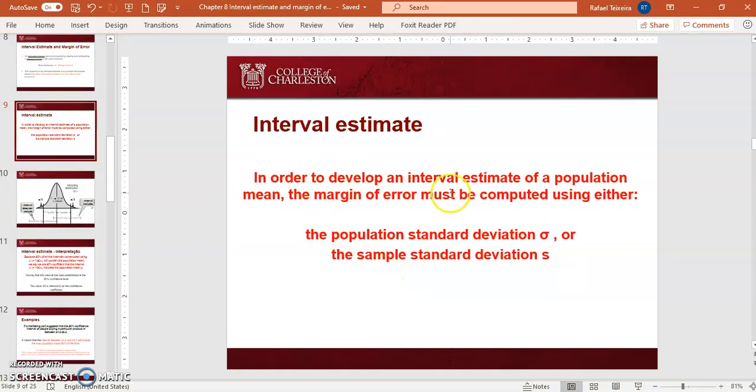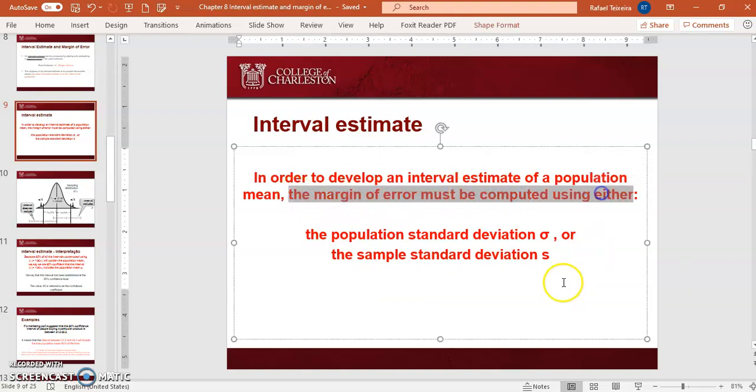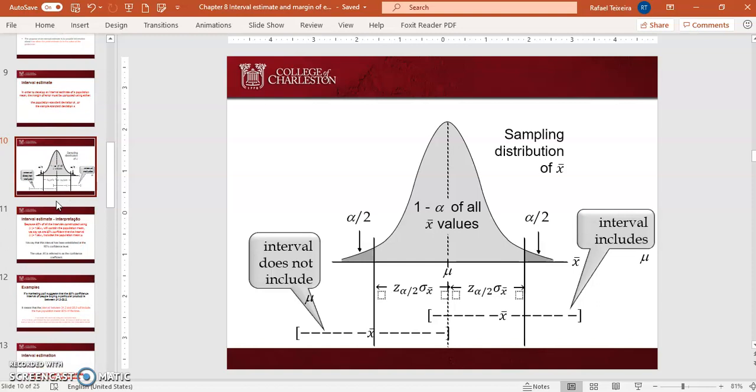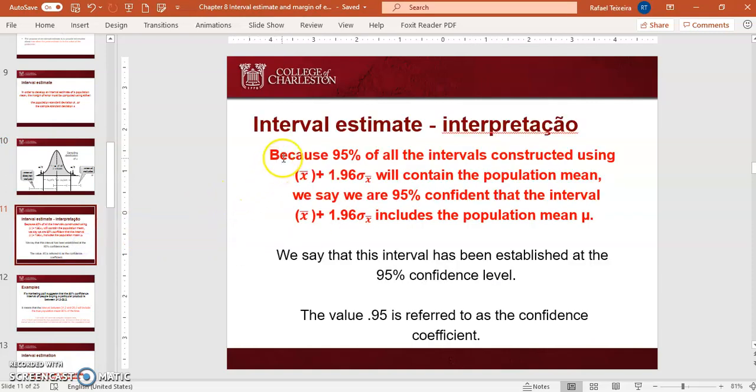In order to develop an interval estimate of a population mean, the margin of error must be computed. To do that, we need the population standard deviation. And if we don't know the population standard deviation, we're going to use the sample standard deviation. Later, I'm going to show you how to do that. The idea is that as we build an interval for the mean, our interval includes the true population mean, which, again, most of the time we don't know. That's the concept.